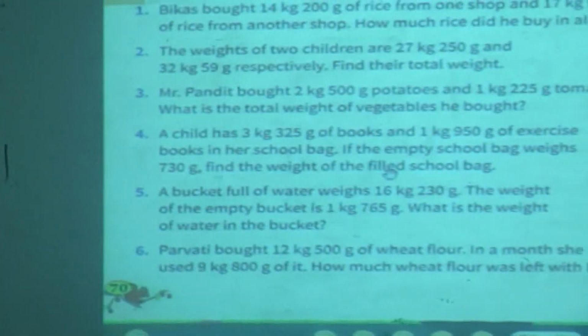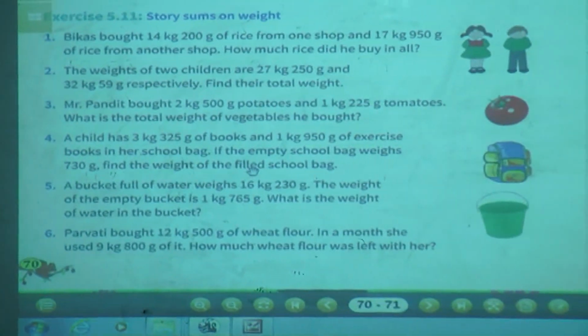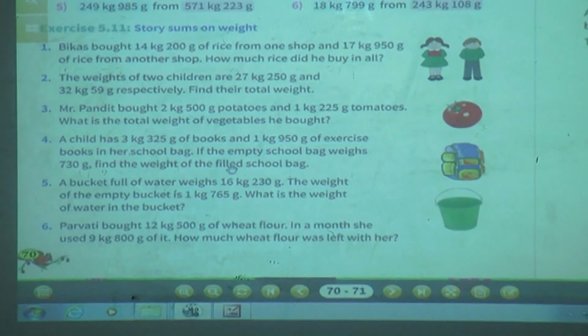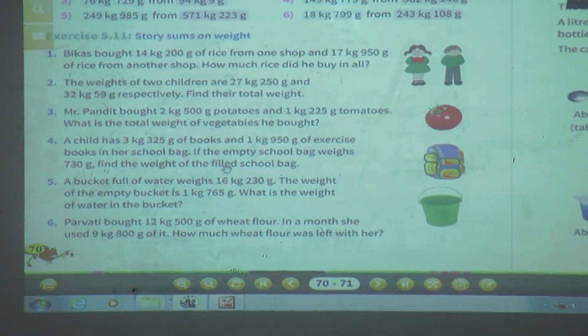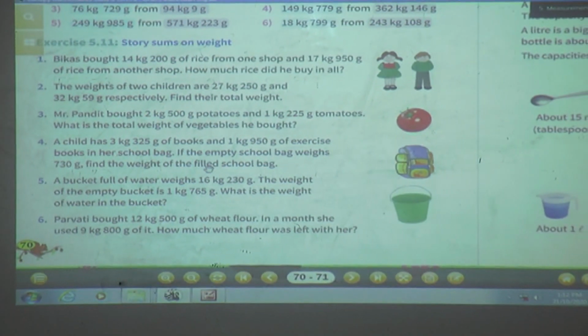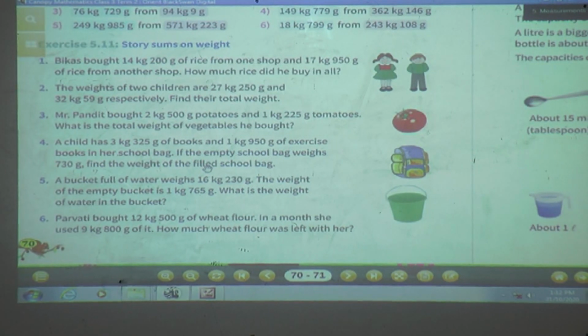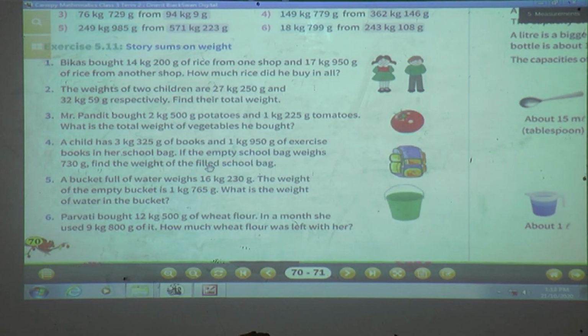Dear students, in our last session we have seen how to do the addition and subtraction of weight. Okay, now today we are going to solve story sums on weight. So open your textbook, page number 70. Look at the board, exercise 5.11, story sums on weight. See the first story sum, read the question from the textbook. You have to keep your textbook open in front of you.